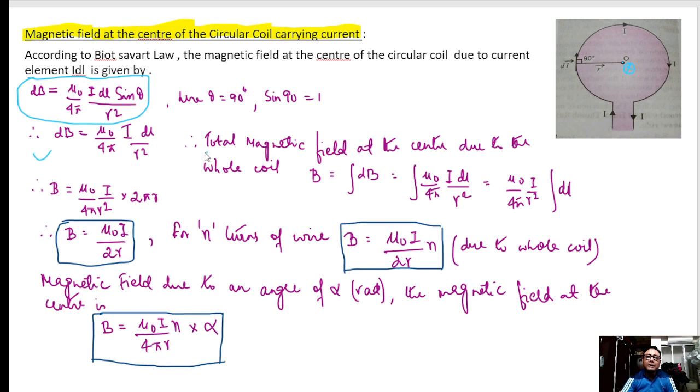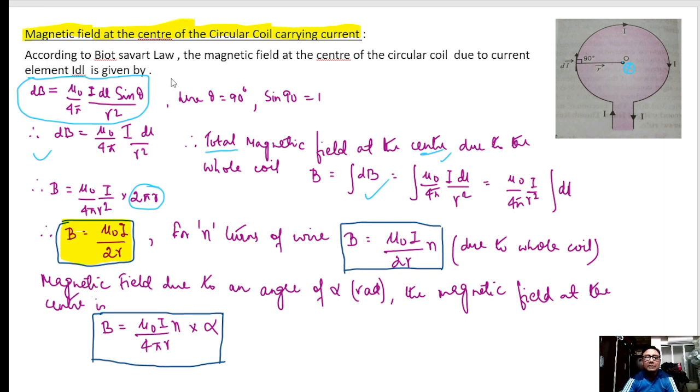Now the total magnetic field at the center will be the integration of this. Take out the constants. Integration of dl means take the whole length, and since it is a circle, the total length will be 2 pi r. So things cancel from here, and this is the magnetic field due to a circular wire carrying current at the center.